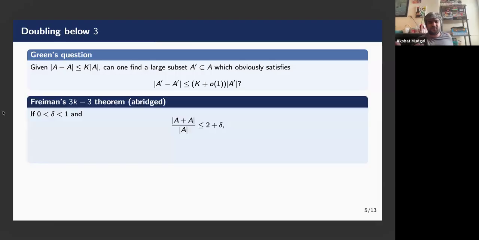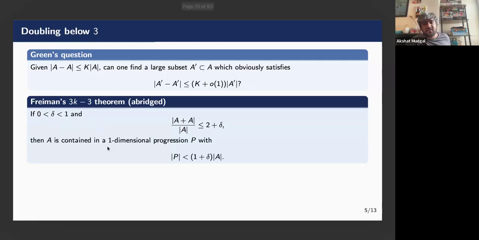In this case, there's a very famous theorem of Freiman called Freiman's 3k minus 3 theorem. I think this was mentioned two talks ago. So let me write an asymptotic version of this. If you start with some delta between 0 and 1, and you know that the doubling of your set is at most 2 plus delta, then you can find a one-dimensional progression P. Now you see my dimension d is precisely controlled.